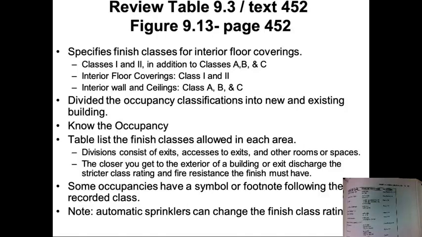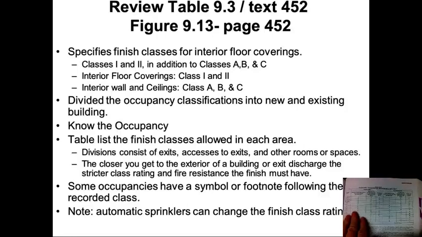Now, they're divided into the occupancy classification in new and existing buildings. So the first thing you've got to know is your occupancy. The table lists the finish classes in each area, so you've got to know if it's an exit, access to exit, or other room. We're kind of going back to this particular one. You've got to know where the finishes are located. Some occupancies have a symbol or footnote following the recorded class. Note, automatic sprinklers can change the finish classification.